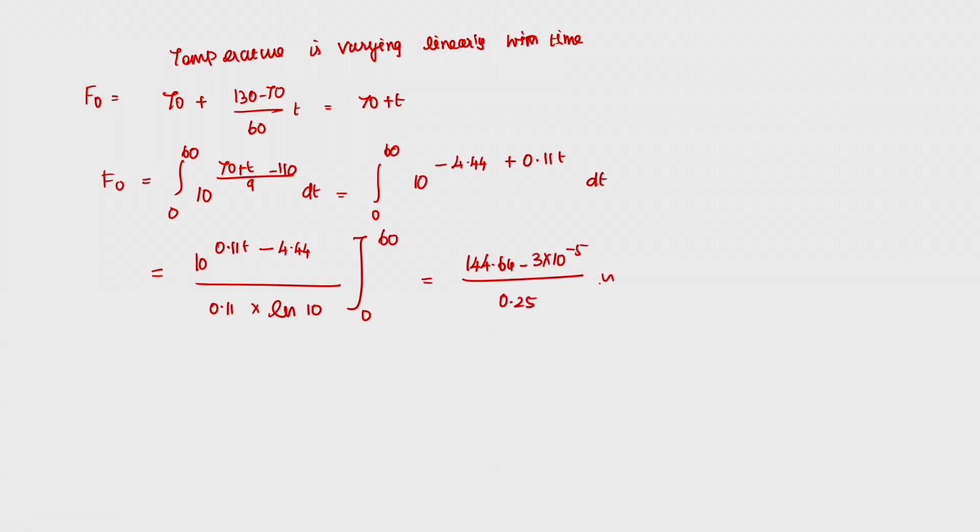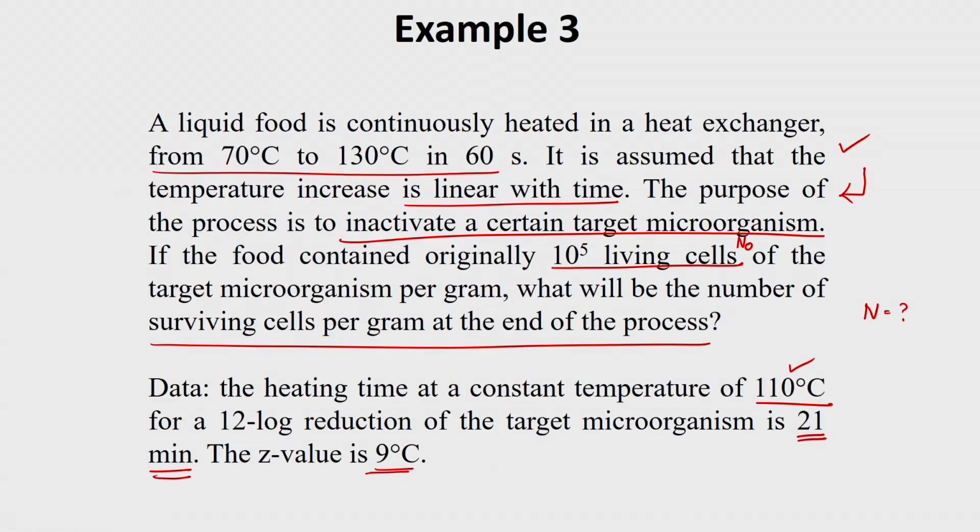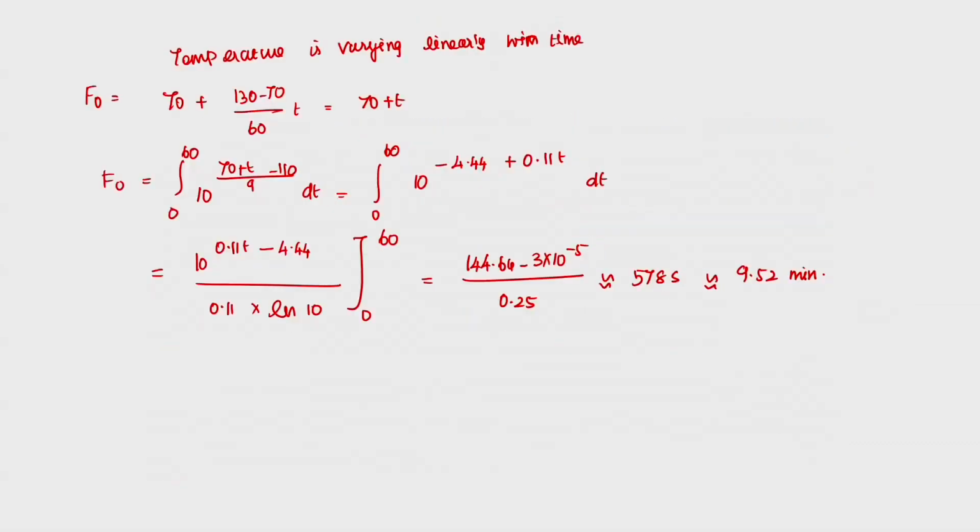So, which is coming around 578 seconds, or approximately 9.52 minutes. So, for the given reference process of 12 log reduction at 110 degrees, 21 minutes, with the Z value of 90 degrees, the equivalent process value we have calculated here is 9.52 minutes. So, if you do it at 110 degrees it is coming around 21 minutes.